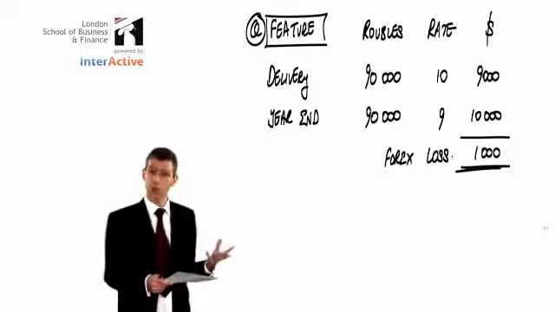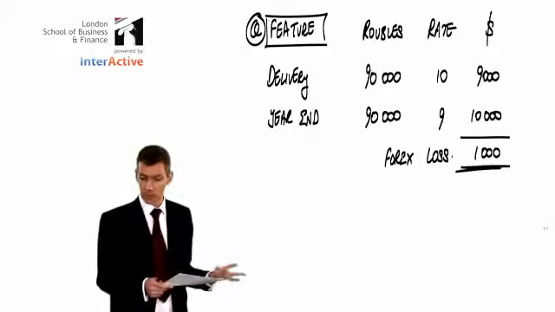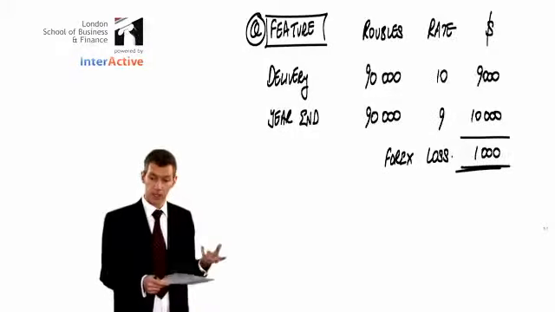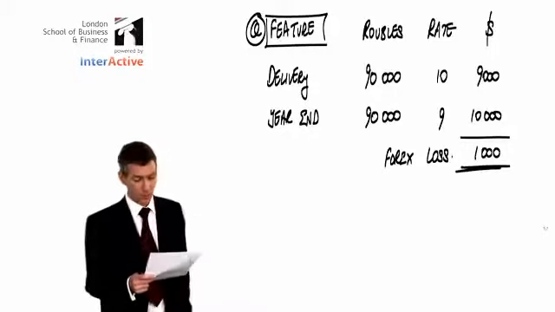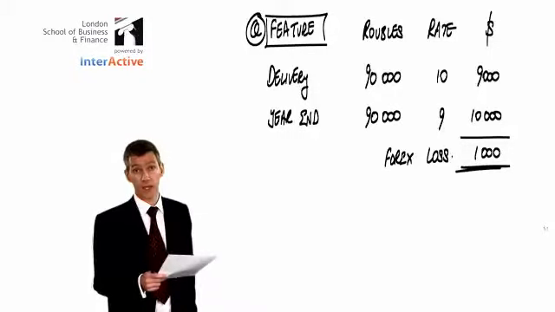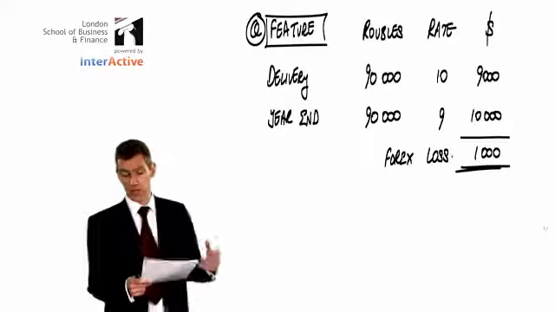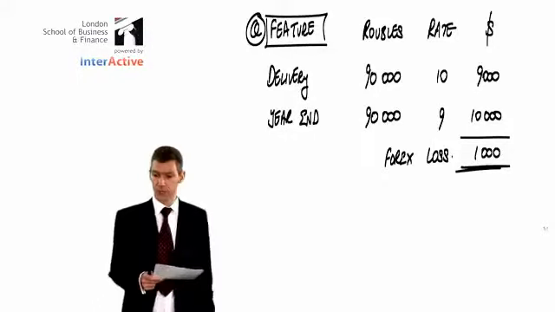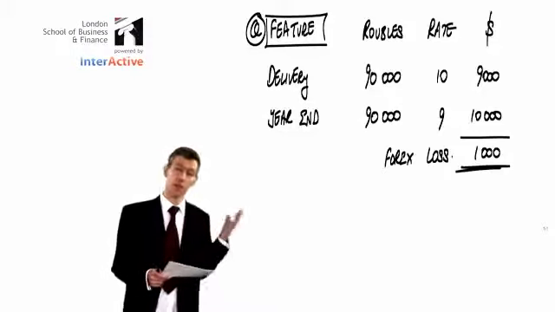But we chose not to. We chose to take the credit. And we lost out. We speculated in rubles and we lost out because now the liability feels like $10,000. It's not actually $10,000, it's still 90,000 rubles, but it feels like $10,000. And therefore we've made a forex loss of 1,000.